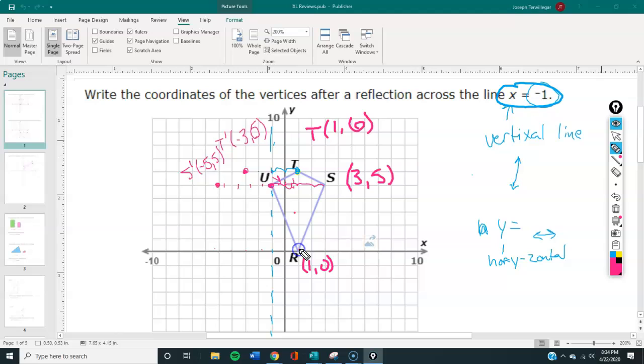And last one, R. So let's go. R is 1, 2, 1, 2 to this side, and that goes to R prime, which would be -3 because I go left 3 from 0, up, down 0. Oh, perfectly drawn. Alright, so that's one of the problems.